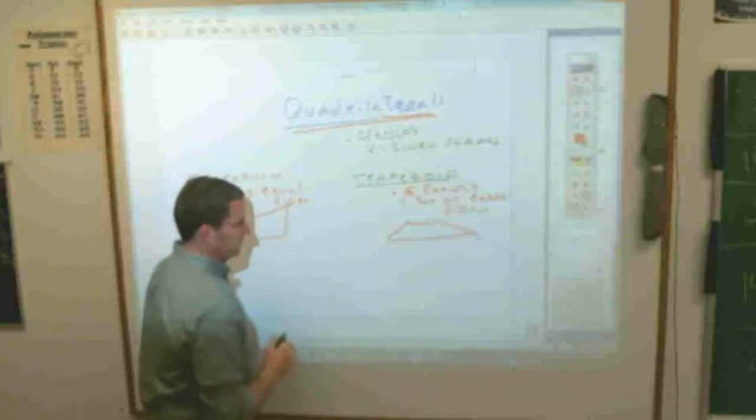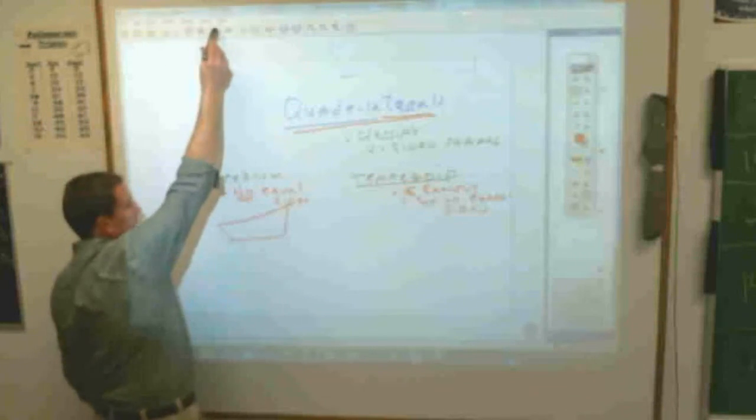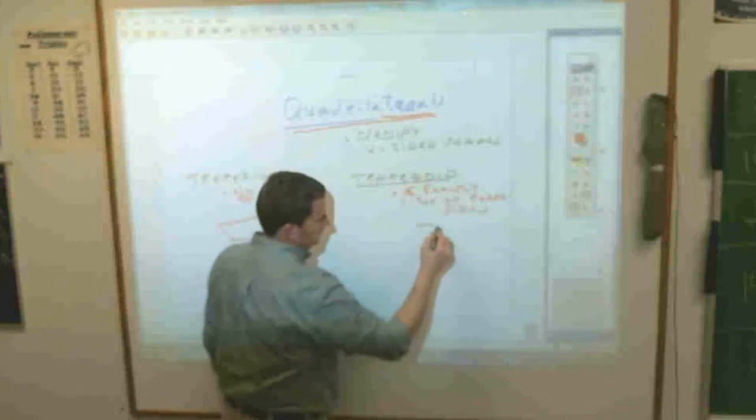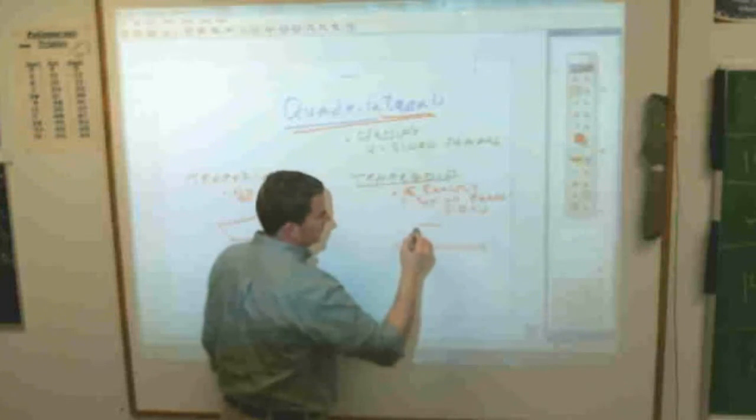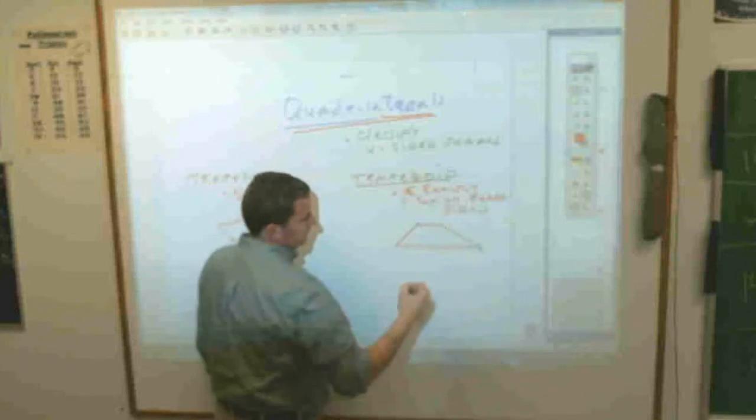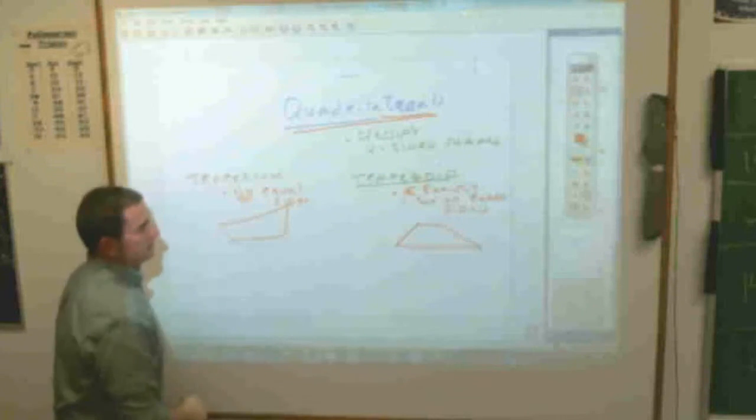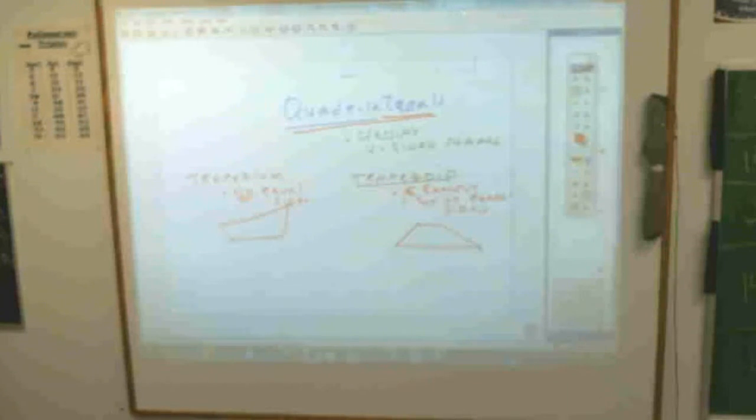That doesn't look very good, does it? I'm going to try it again. I'll probably do stuff in erasable ink. There we go, that's a little better. Two sides parallel. Just one pair. Good? And then that gets us to a parallelogram.